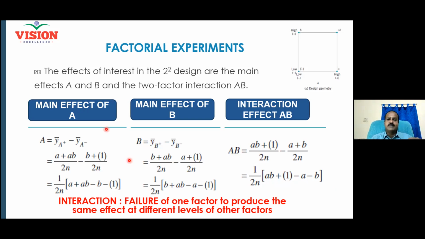And now the main effect of A is nothing but the difference between the effect you observed when your factor is maintained at higher level and the same factor is maintained at lower level. Y at A plus minus Y at A minus. It is not actually Y, it is Y bar. Y bar means average.